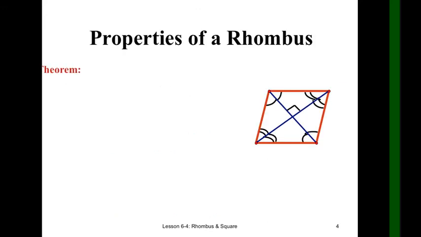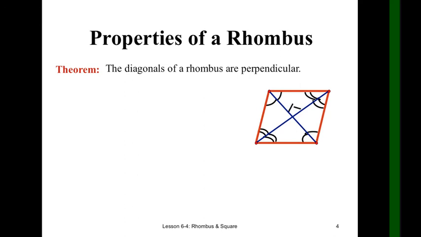Properties of a rhombus. Theorem: the diagonals of a rhombus are perpendicular. So therefore, they form 90 degrees. So 90 degrees yun dito, 90 degrees din doon.